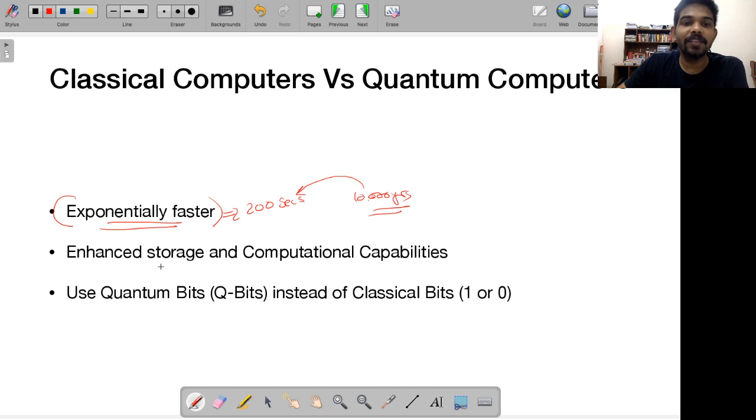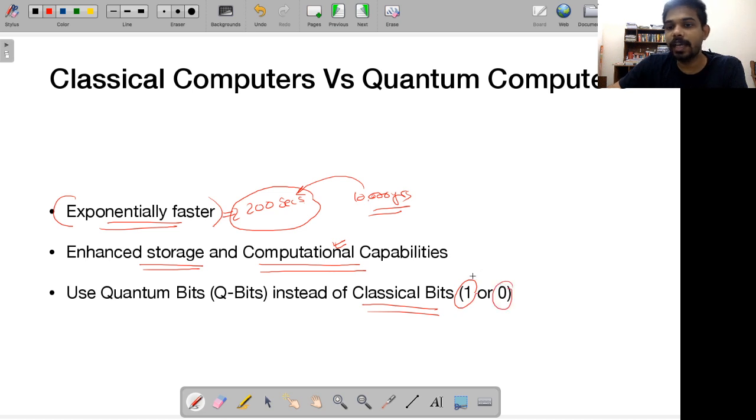They will have enhanced storage capabilities, they will have enhanced computational capability. They are able to solve something in 200 seconds. So that means their computational capability is far superior to that of the normal computers. And remember, in the normal classical computers, we use something called classical bits. All the data that you have is stored in 1 or 0. So I can simply say that in a classical bit there are two states. It's binary, it's either 1 or it is 0.